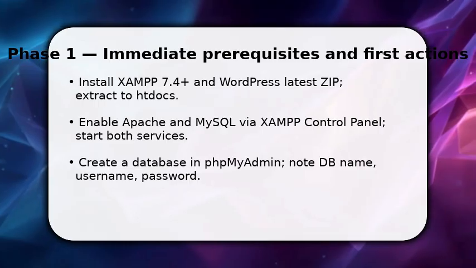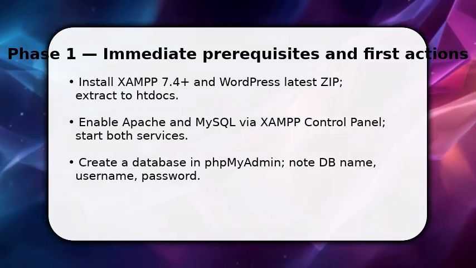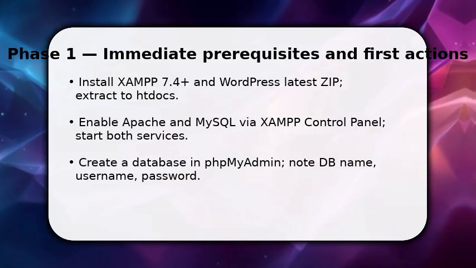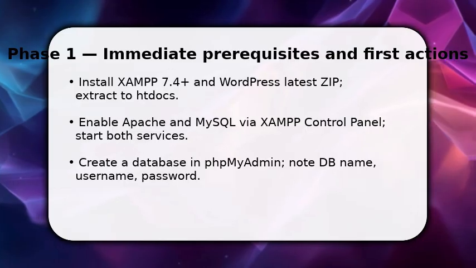You will start by preparing essentials, XAMPP running and a clean WordPress folder in htdocs. Open the XAMPP control panel and start Apache and MySQL. This makes your local server active.